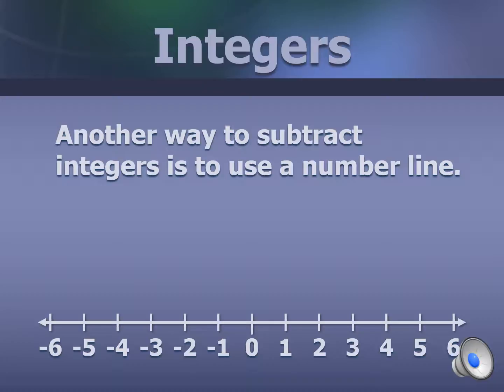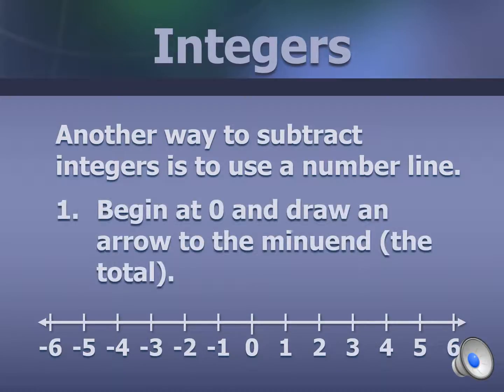So the first step is you are going to begin at 0, just like we did when we were adding integers, and you're going to draw an arrow to the minuend. Okay, that's a very fancy math term. You see in here it says in parentheses the total. What they mean by that is it's the first number that you find in a subtraction problem. So it's the total number that's being subtracted from. Okay, and so that's your minuend. So first step is you're going to begin at 0 and you're going to draw an arrow to the minuend.